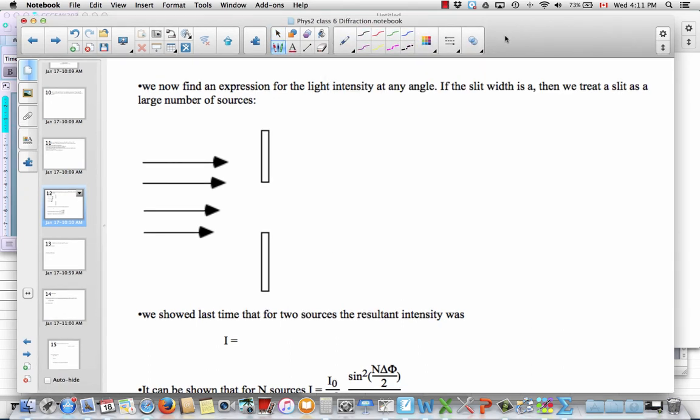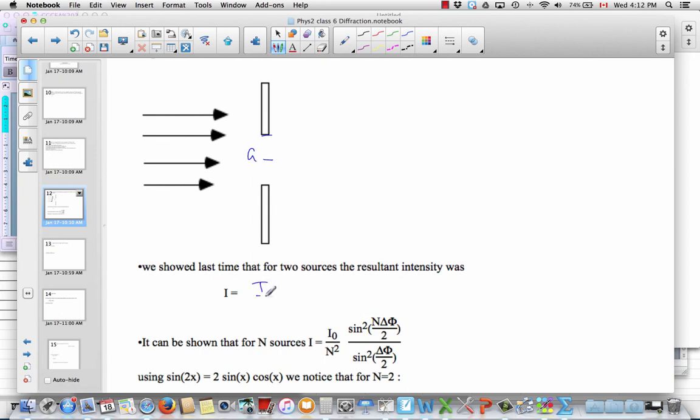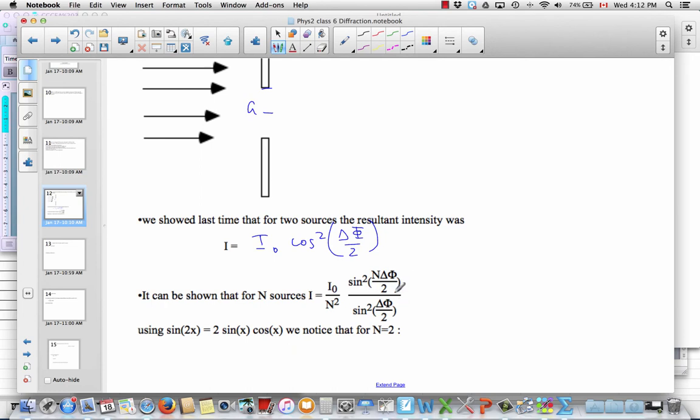Now what we're going to do to start is treat this slit of width a as actually being a large number of single slits. And we're going to start with our double slit relationship. So there's a slit here, and then we're actually going to go to n slits and see what that relationship is. So for two slits, we derived an expression that depended on the phase difference, like that, cos squared. Now, we didn't derive it, but we can show that for n sources, the relationship becomes this.